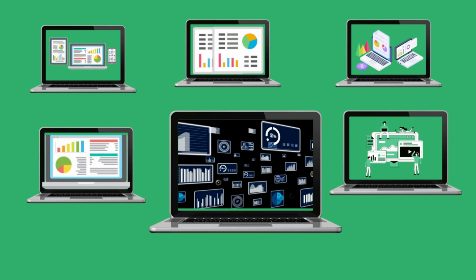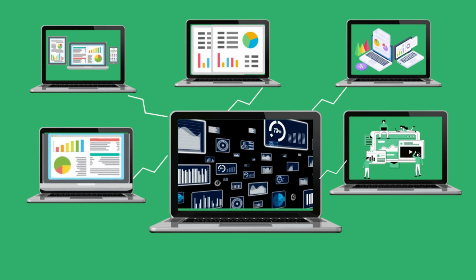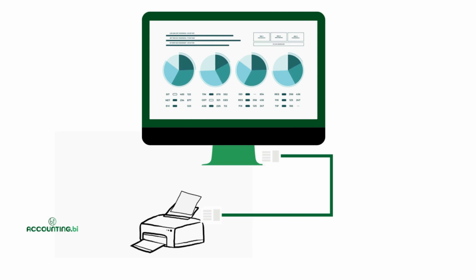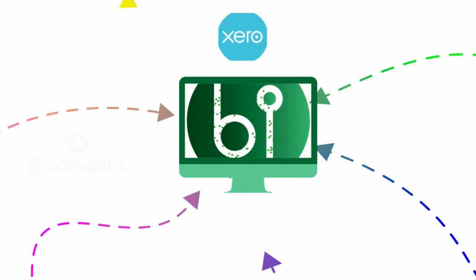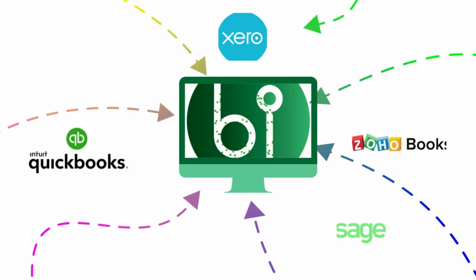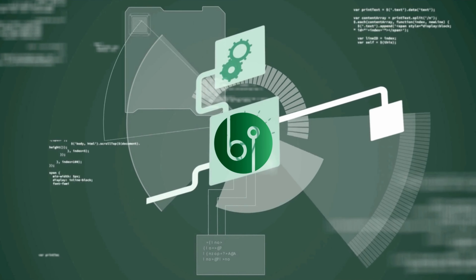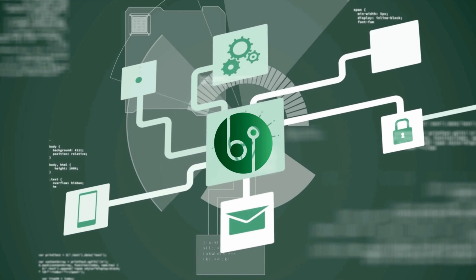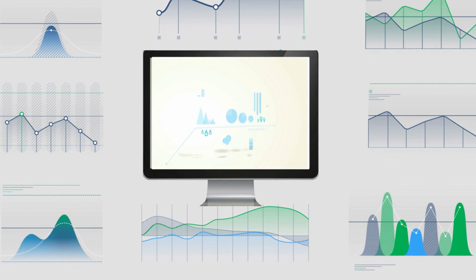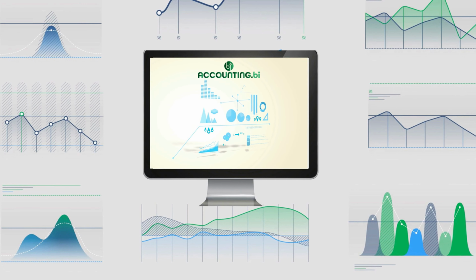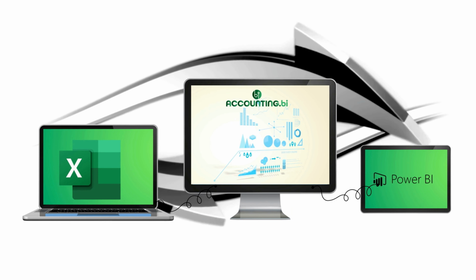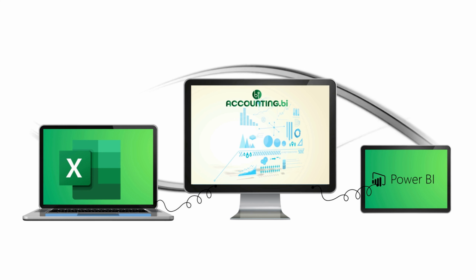We're a UK-based SaaS provider that allows you to build online financial dashboards and printable reports that sync in real time to your favourite accounting software like Xero, QuickBooks, Zoho Books and Sage. But instead of forcing you to use our restrictive report builder, we instead give you the tools to connect and develop your reports in Excel and PowerBi. AccountingBi is a software as well as a service.